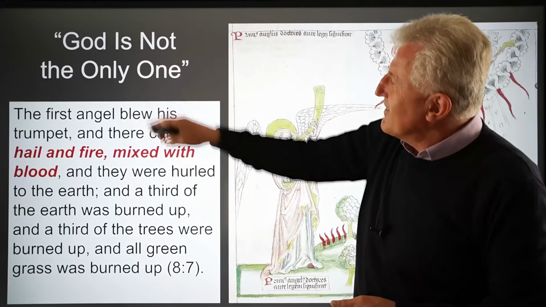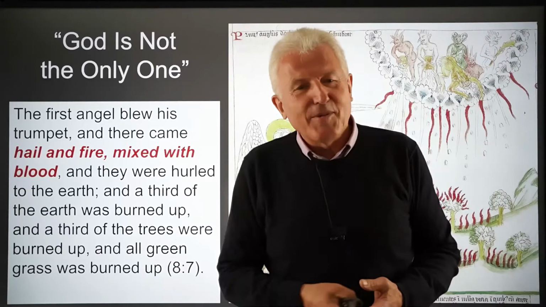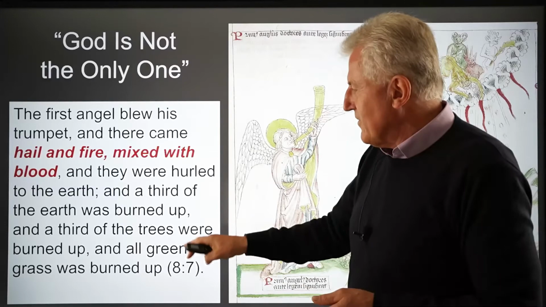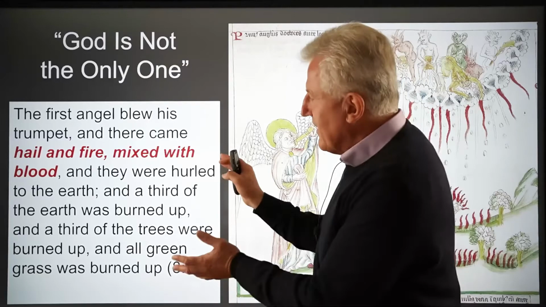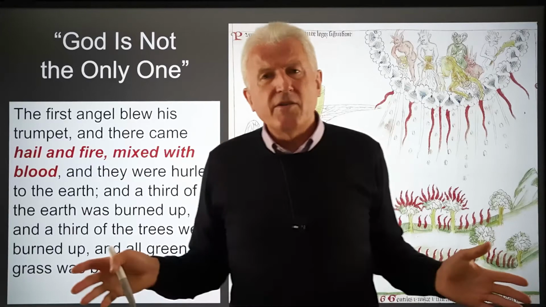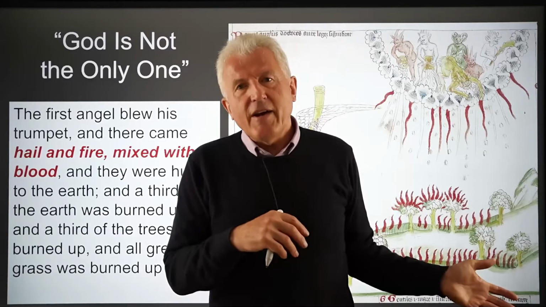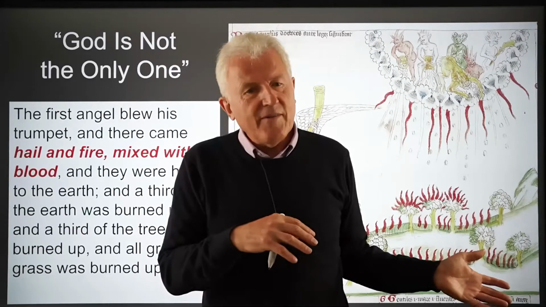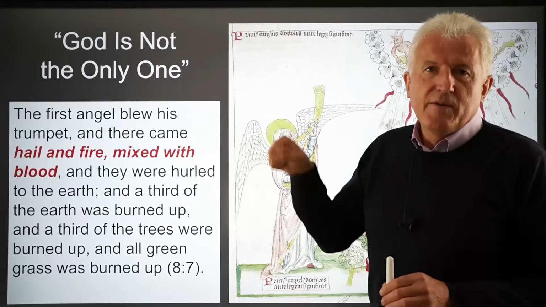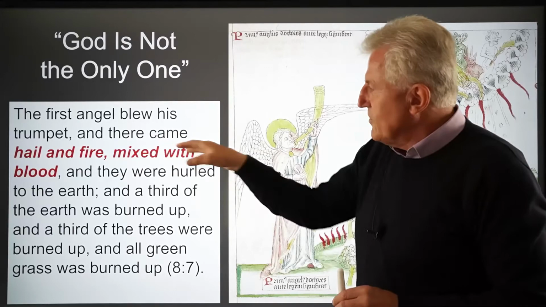So here we read the text. The first angel blew his trumpet, and there came hail and fire mixed with blood, and they were hurled to the earth. And a third of the earth was burned up, and a third of the trees were burned up, and all green grass was burned up. So this is a real calamity hitting the earth. And already here in the terms hail and fire mixed with blood, what kind of mixture is that? You can have hail and rain, but you don't usually have hail and fire. That's a strange combination. And we certainly don't have hail and fire mixed with blood, except as Revelation attempts to depict it, when there is a demonic agent behind it, when this is the kind of admixture that you can see a demonic reality bringing to bear on the world.